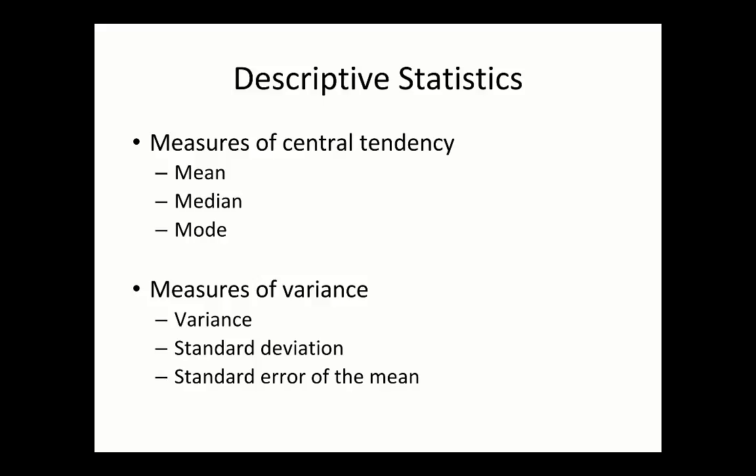Another way of describing continuous data is with measures of variance. These measures are a bit more complicated to calculate by hand, so I recommend using software for assistance. Variance is the first measure and is the average of the squared deviations from the mean. Thus, standard deviation is the square root of the variance. Finally, the standard error of the mean is the standard deviation divided by the square root of your sample size. All of these measures tell you how spread out the data are. That is, how far are the values from the mean.